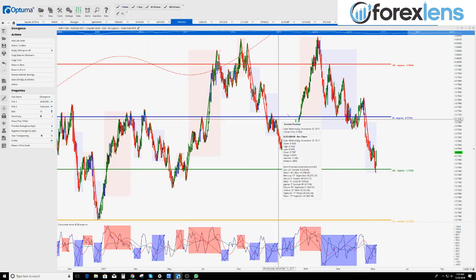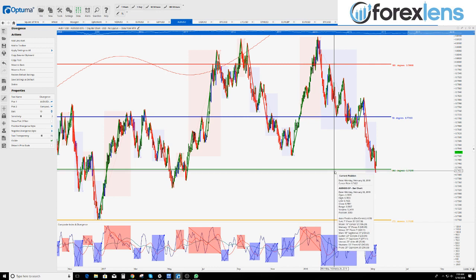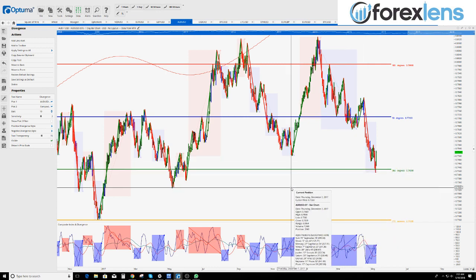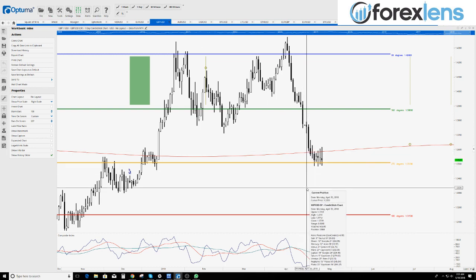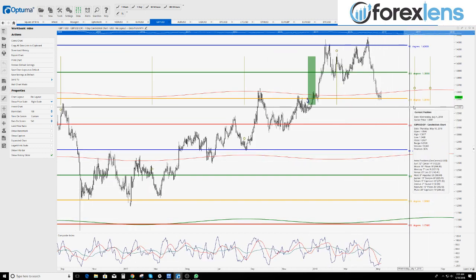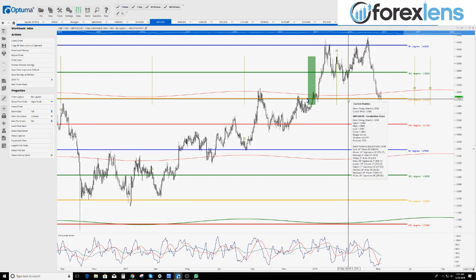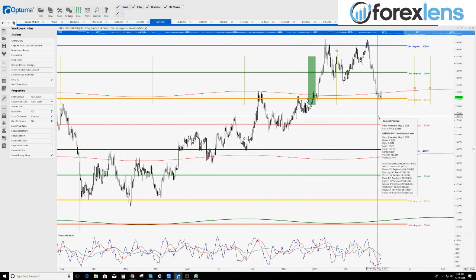But that is just one example and one way to look at and analyze these markets. And I think the most natural way to trade these markets is by applying natural harmonic values to your charts.